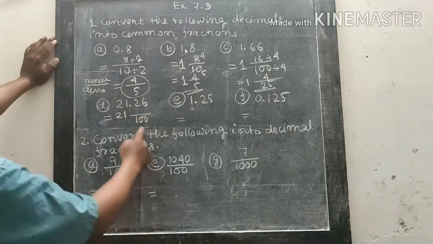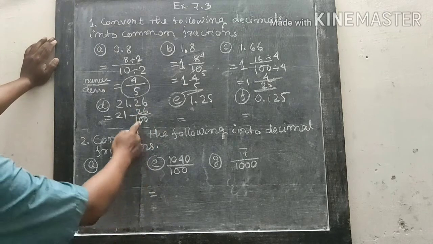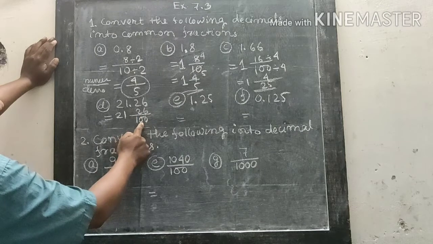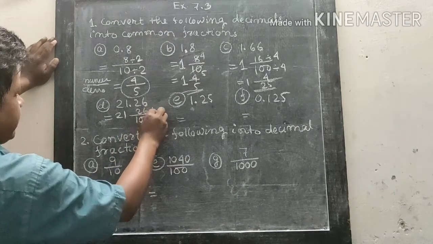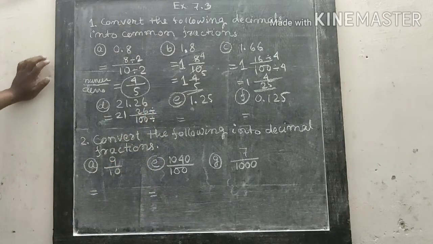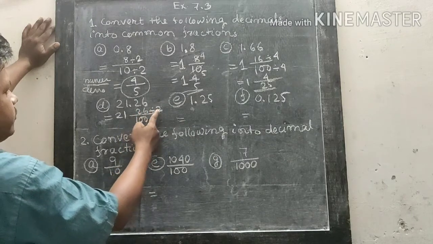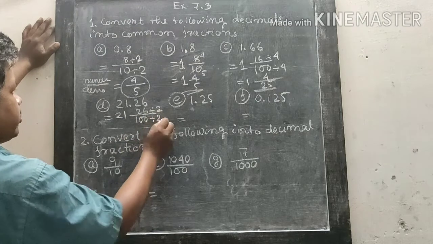This is 100. Then in the numerator it will be 26. Is there any common factor between this 26 and 100? Yes. We can divide by the common factor 2, because 26 is divisible by 2 and 100 is also divisible by 2.